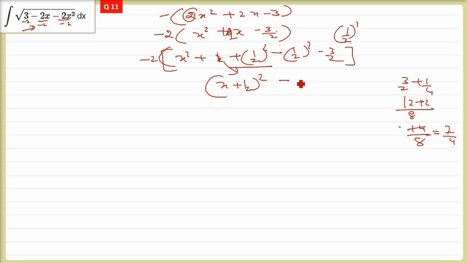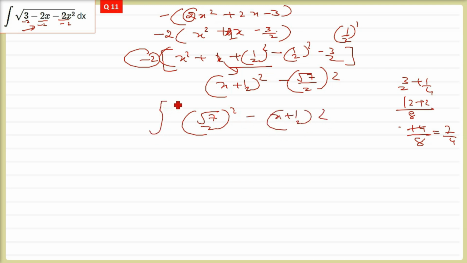And it is negative, under root 7 by 2 whole square. 7 by 4 can be written as under root 7 by 2 whole square. Now there is an issue with this negative because you cannot have a negative inside a root. So we'll take this root 7 by 2 first and then afterward x plus half whole square, because now we have multiplied by negative. This root 2 can be taken outside. Here you can apply under root a square minus x square formula.